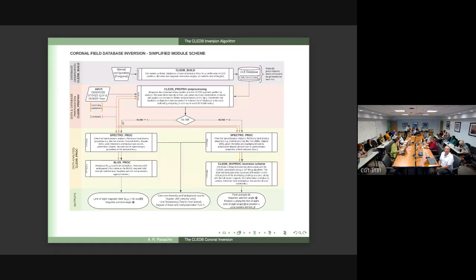So the steps are like this. You build a database, you pre-process your observation, you get the spectroscopic products out. You get a line of sight magnetic field out either from one line or the other, or by combining the two lines and getting an average of what each line says. And then you use the database to derive the full vector.